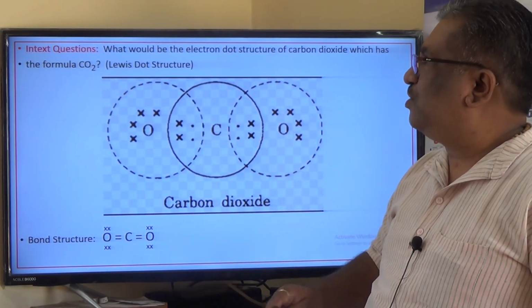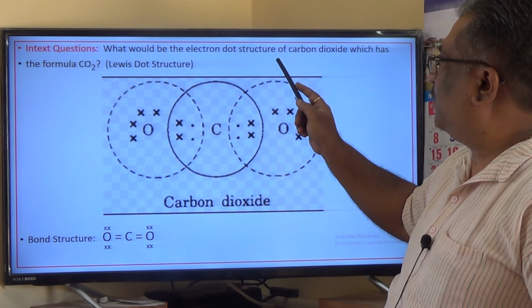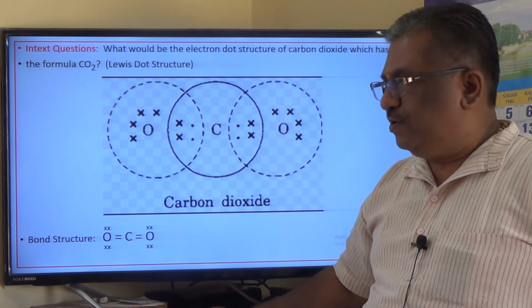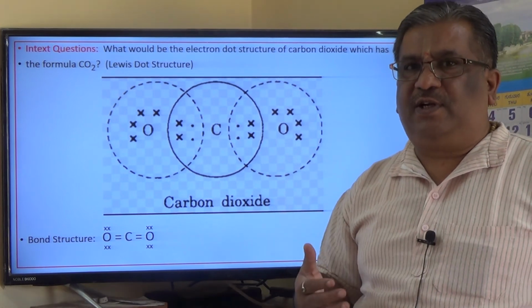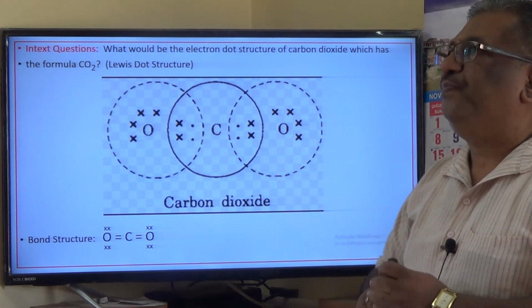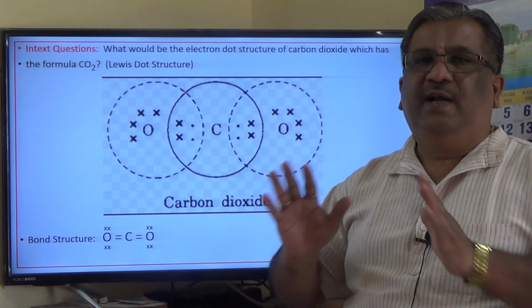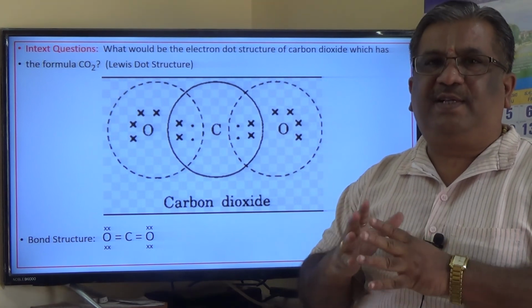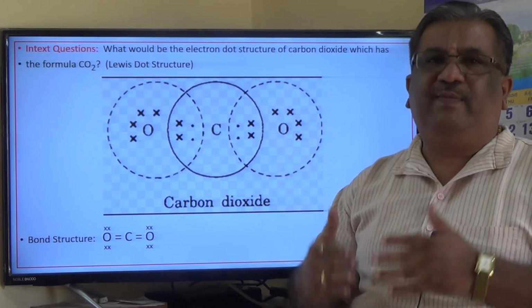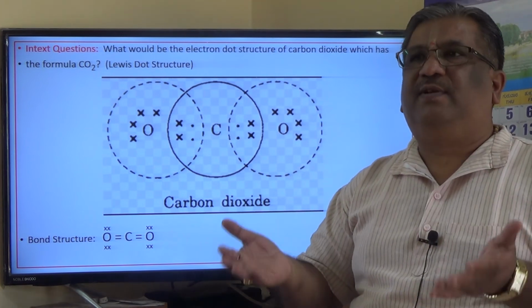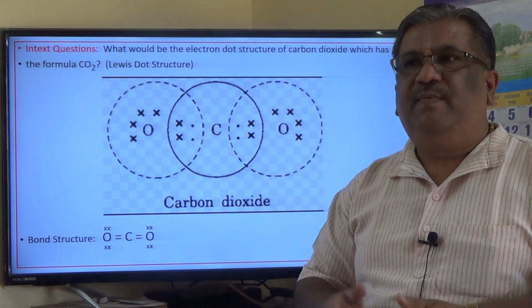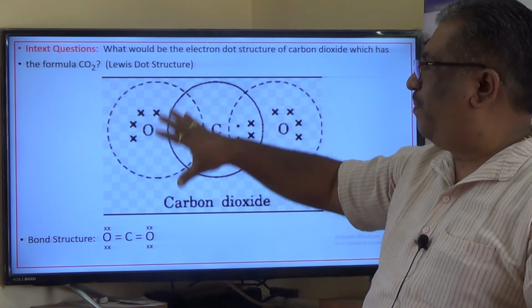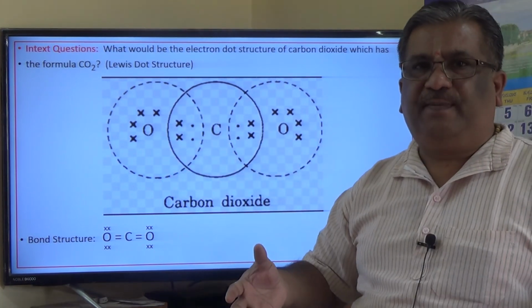Here there is one in-text question. What would be the electron dot structure of carbon dioxide, which has the formula CO2? In order to draw all these electron dot structures, which are also called Lewis dot structures, dear students, make sure that you know all atomic numbers first. At least the atomic number you must remember. Based on the atomic number, the number of electrons. Based on the number of electrons, the electronic configuration. Based on the electronic configuration, valence electrons can be identified, and valence electrons need to be represented in the Lewis dot structure. Is it not?